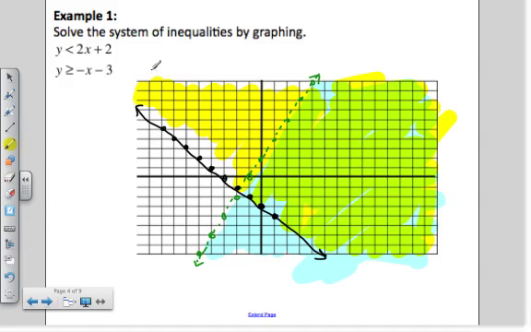So here's some examples of solutions in my set. The point (1, 2) is a solution. Negative 2, 1 is not.